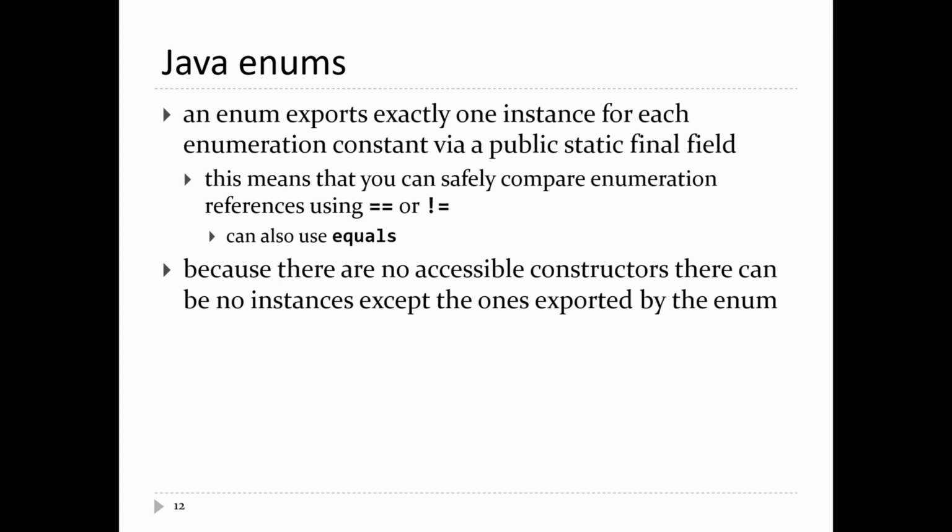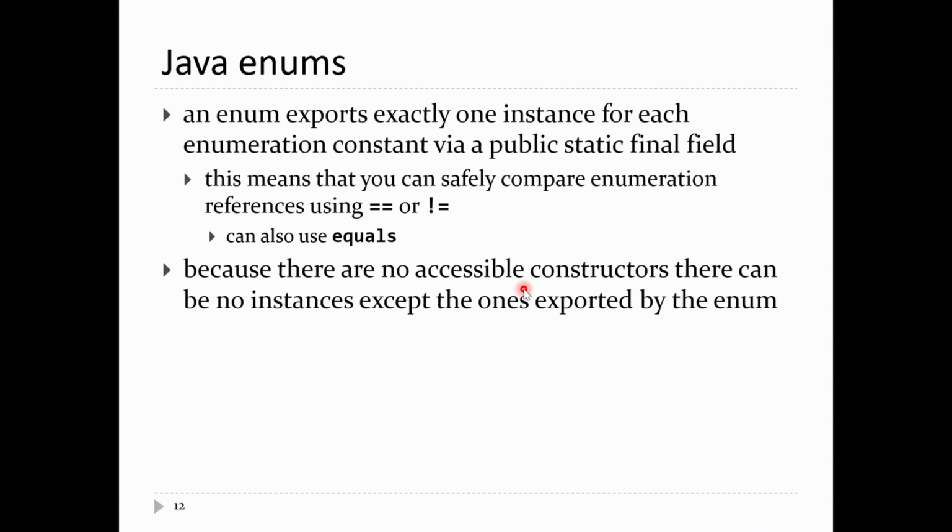So this is what I mentioned 2 slides ago. When you make an enumerated type, you get exactly 1 object for each of your constants. And that means when you compare two enumeration constants, you can use equals equals or not equals. So even though it's a reference type, you can safely use equals equals or not equals to compare them. If you want to, you can use equals. That's fine too. So you don't have to worry about the difference between the two. That works because there's exactly 1 object representing each constant.